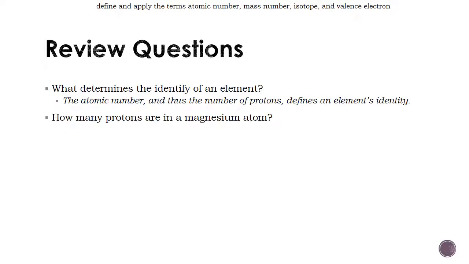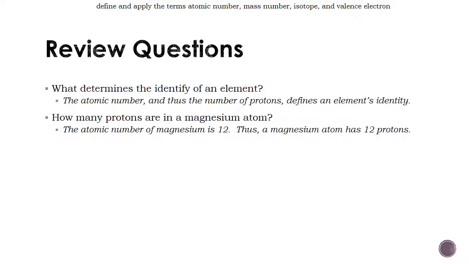How many protons are in a magnesium atom? Looking at your periodic table, if you find magnesium, you'll see that the atomic number of magnesium is 12, and thus any magnesium atom will have 12 protons.